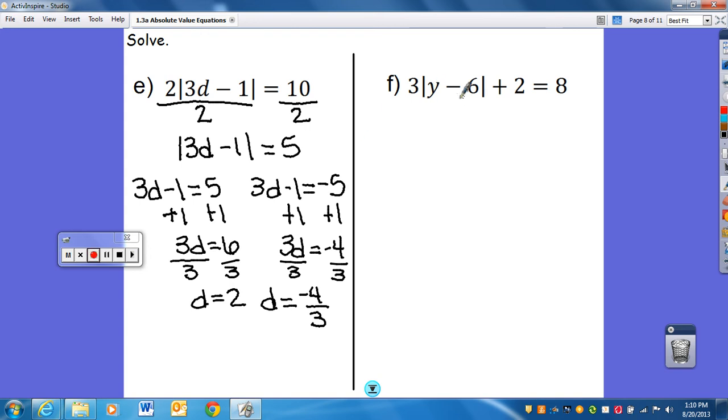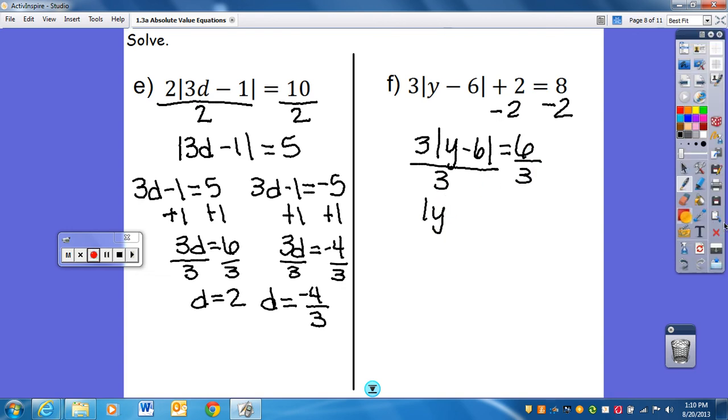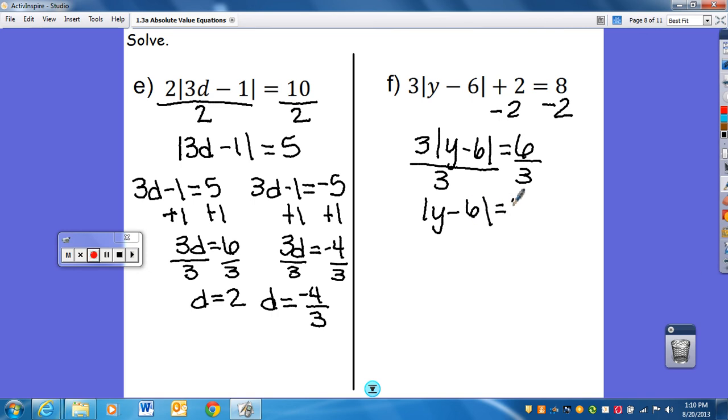In our next example we have 3 being multiplied times the absolute value, as well as 2 being added. So we need to get rid of both of those. We start with the opposite operation to get rid of the 2, and we're going to subtract 2 from both sides. So we have 3 times |y minus 6| is equal to 6. Now we're going to divide both sides by 3. Our goal is to get the absolute value symbol by itself, that expression. So we have |y minus 6| is equal to 2.